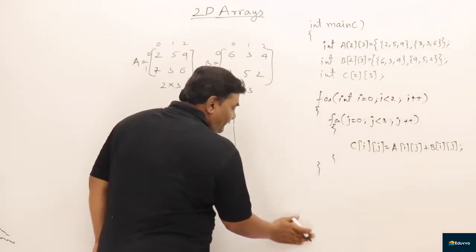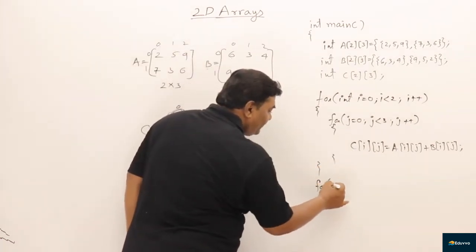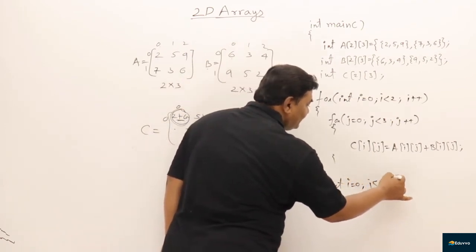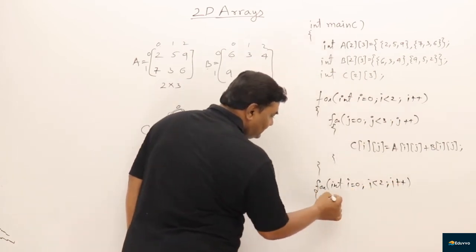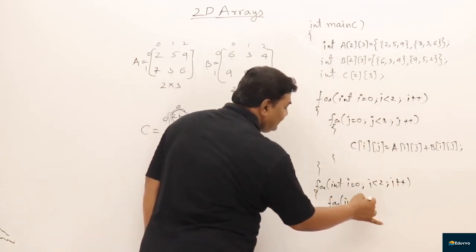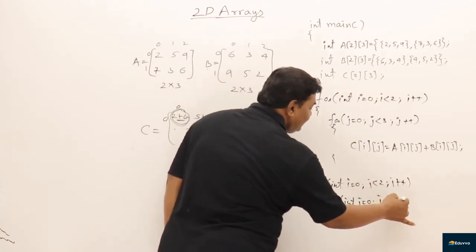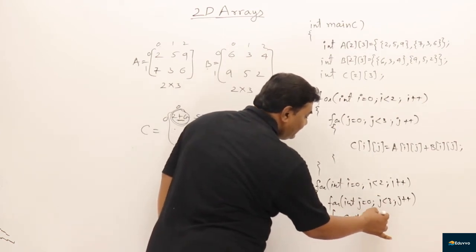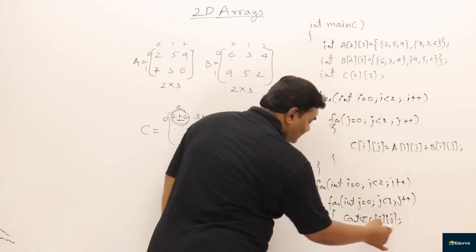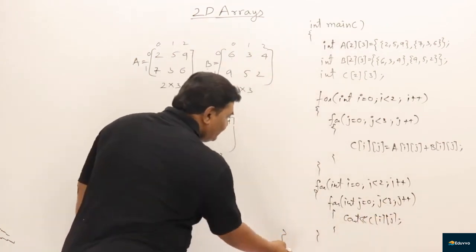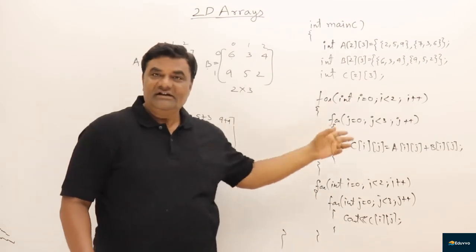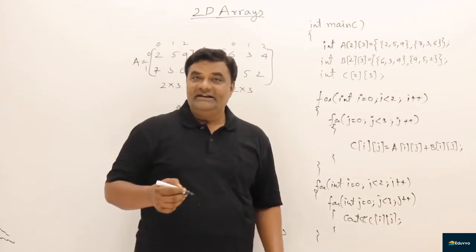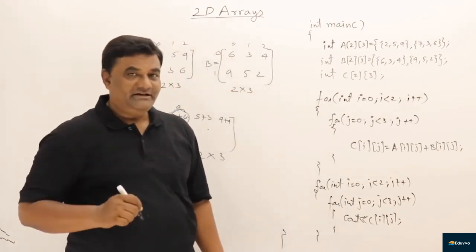result in C. If I want to display C matrix, then again I should use two for loops. Integer i assign 0, i is less than 2, i plus plus. And for integer j assign 0, j is less than 3, j plus plus. And cout C of i comma j. That's it. So this will display the resultant matrix. Addition I have shown you. Just by changing the sign we can make the program for subtraction, and multiplication will be an exercise for you. You can try that multiplication.